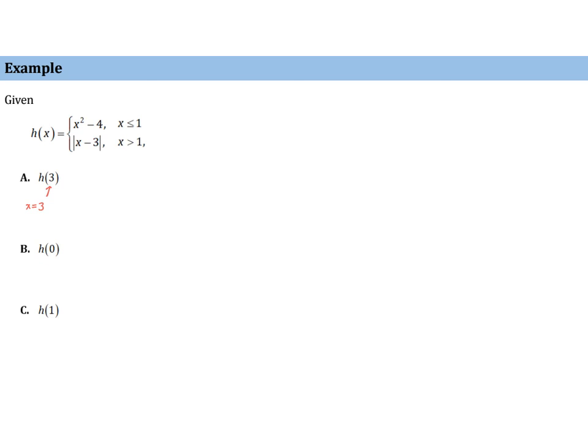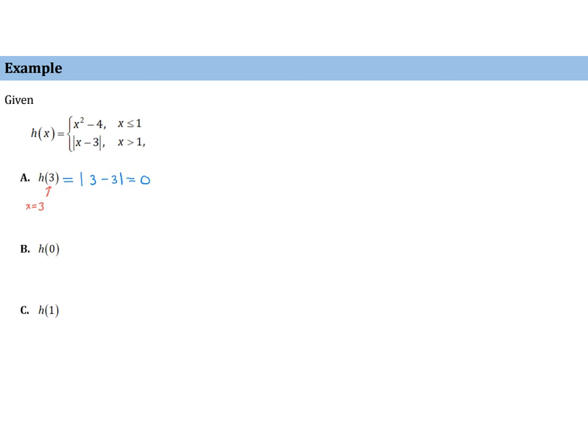So we will go ahead and use the absolute value of x minus 3. But what is x? x is 3. And the output then is going to be the absolute value of 3 minus 3, which is the absolute value of 0, which is 0.